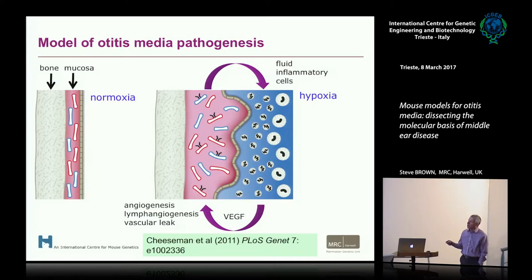So the question is, can we break this cycle of chronic inappropriate inflammation? Can we introduce molecules into the middle ear that, one, will break this cycle and dampen down the inflammation and vascular leak? And two, if we can do that, that probably confirms our model of how the chronic otitis media is developing in these mice.